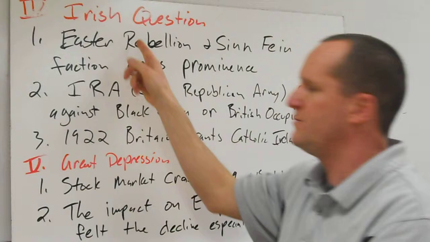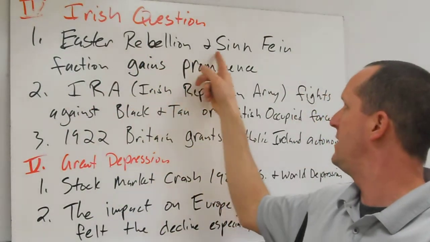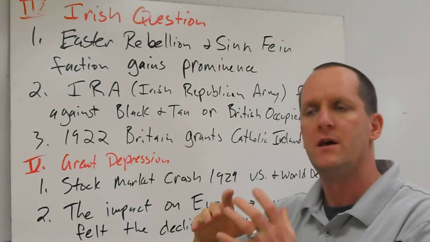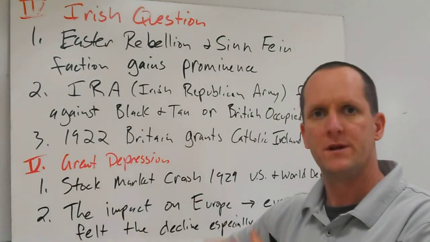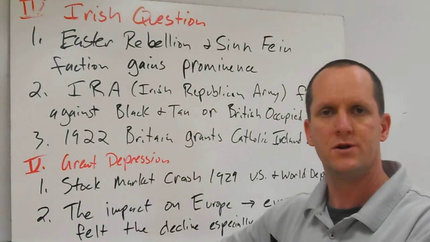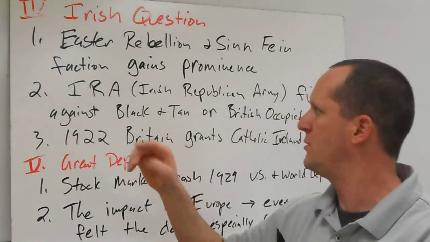Now the Irish question, we talked about this yesterday actually in class. We had the Easter Rebellion, a Sinn Féin faction, gains prominence. So in Ireland, for hundreds of years, up until this point, early 1900s, the people in Ireland wanted their own country. They wanted to be separate from Great Britain, and things were starting to come to a boiling point.